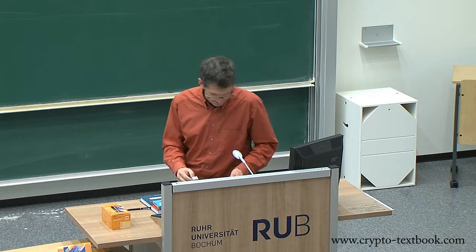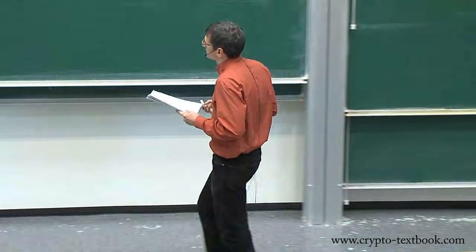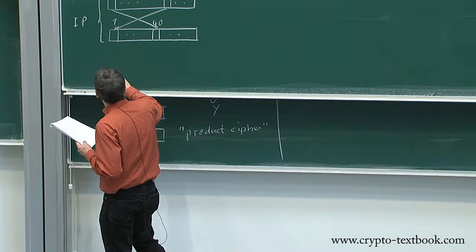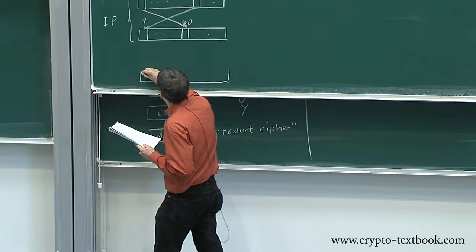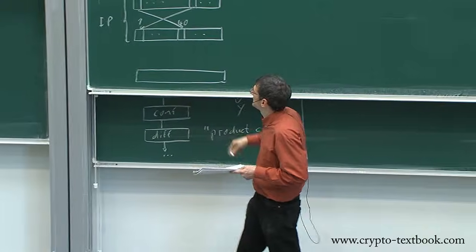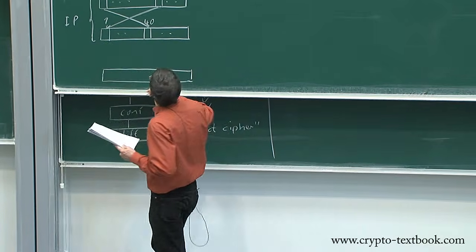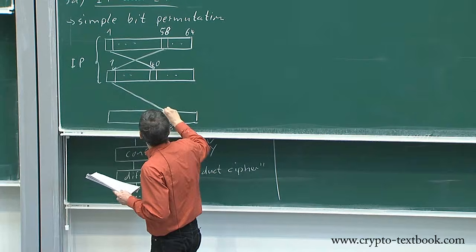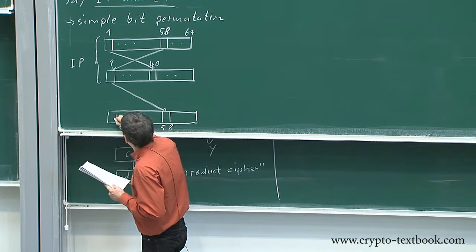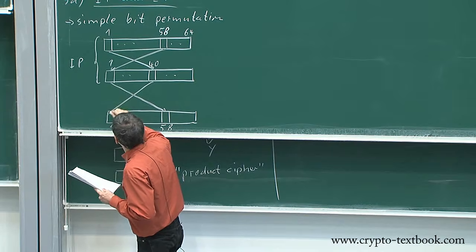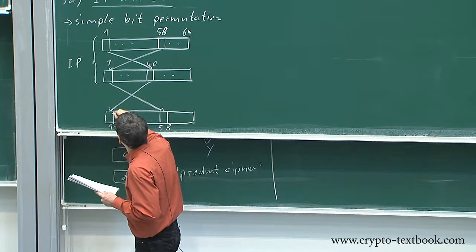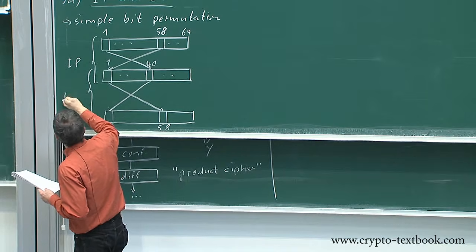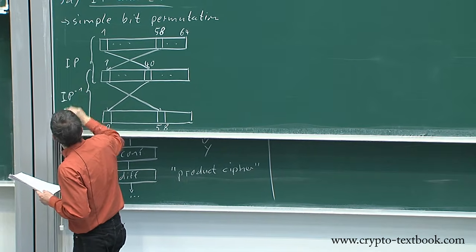And then if you do the inverse permutation, exactly the inverse happens. That means bit number 1 is again copied to bit position 58, and bit 40 is copied to bit position number 1. So this is IP minus 1. Okay.